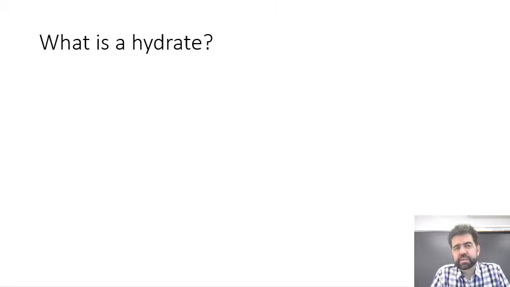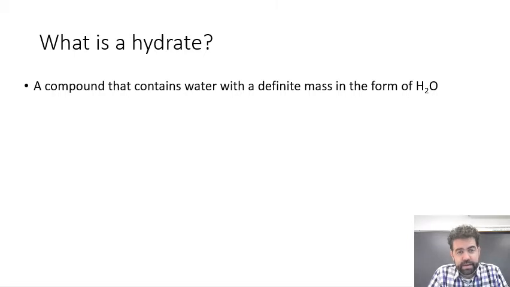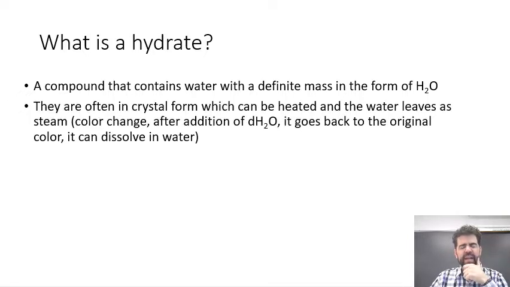And again, most of this you probably picked up in the lab, but let's make sure we've got everything under control here. Any compound that contains water with a definite mass in the form of H2O is going to be a hydrate. A lot of times they'll look almost like a snowflake, with a crystalline form. And when you heat it, as we know, the water leaves, and we can have a color change. We can put distilled water back in, and it'll go back to that original color. And also it can dissolve in water.